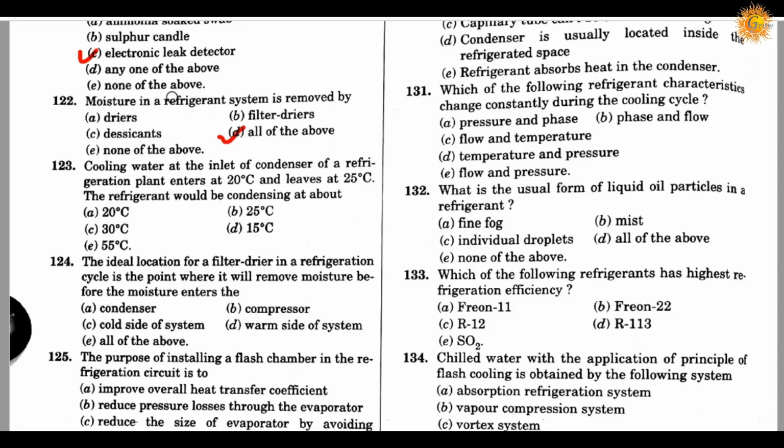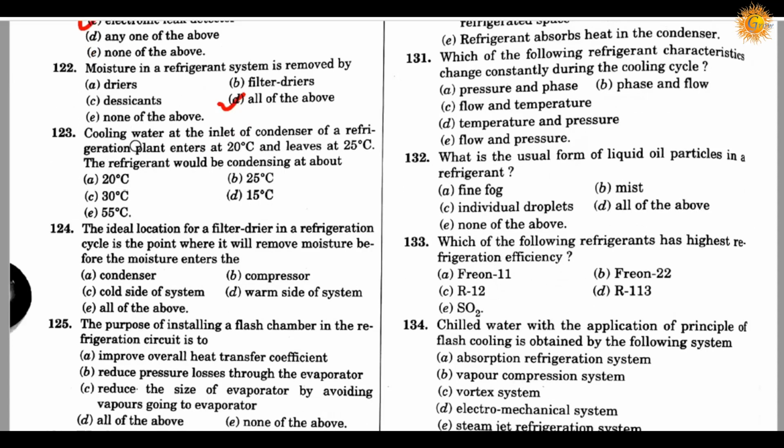Question number 123. Cooling water at the inlet of the condenser of a refrigeration plant enters at 20 degrees centigrade and leaves at 25 degrees centigrade. The refrigerant would be condensing at about: So the correct answer will be C. It will be 30 degrees centigrade.